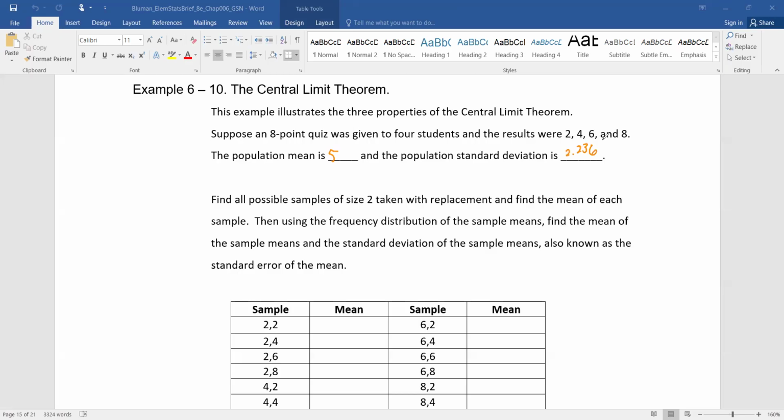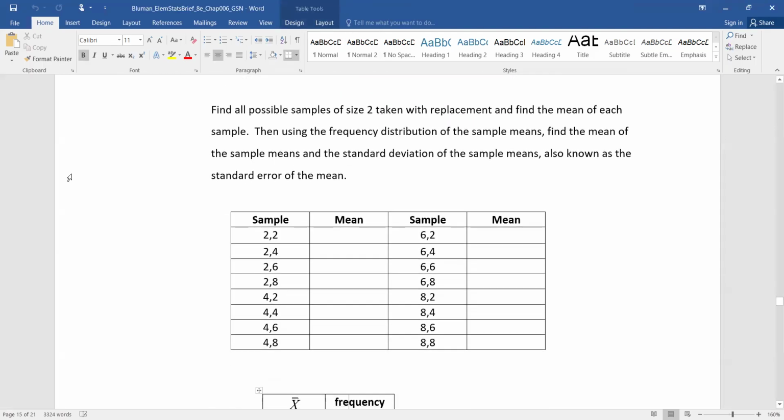All right, so now we're going to find all possible samples of size 2 taken with replacement and find the mean of each sample. Then we're going to use the frequency distribution of the sample means, find the mean of the sample means, and the standard deviation. So we have a whole bunch of different samples of just 2 people taking a quiz, and then we're going to take the mean of each pair.